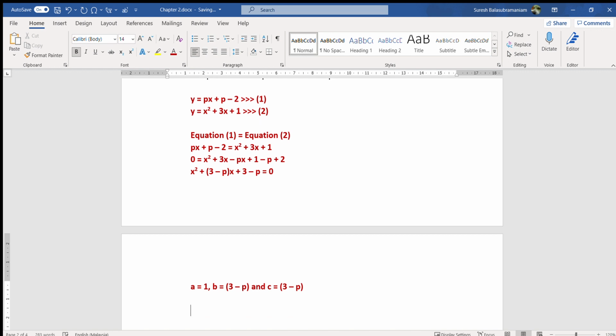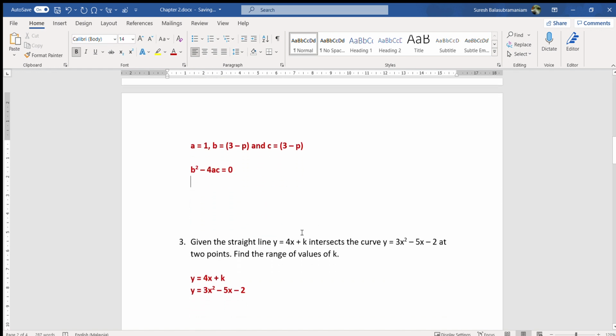We can use the b squared minus 4ac equals to 0. So what is the value of b? We can replace that. So b is 3 minus p, squared, minus 4, a is 1, and c is 3 minus p again, equals to 0.